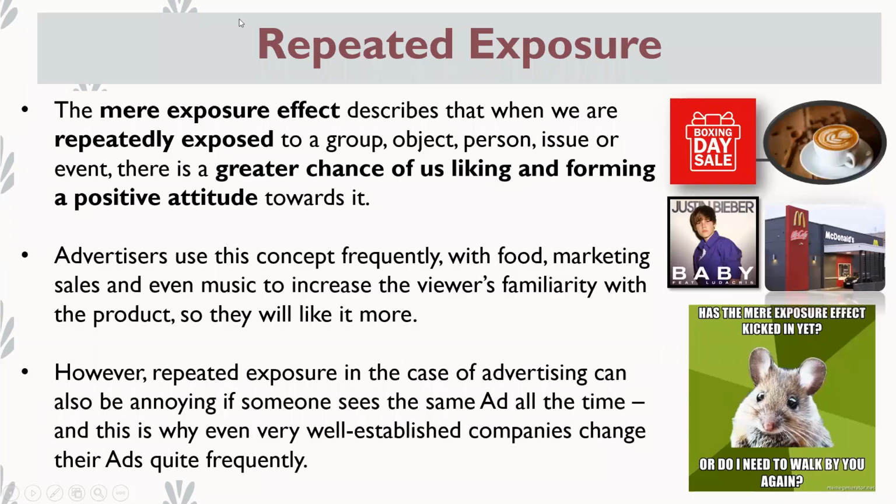The first one is called repeated exposure. Repeated exposure is this basic idea that the more you're exposed to something, or the more repeatedly you're exposed to something again and again, time after time, you are going to be more likely to form a positive attitude towards it. The basic premise is that the more exposure you have to a GOPI, so group, object, person, issue, or event, the more positive your attitude will be of that particular thing.